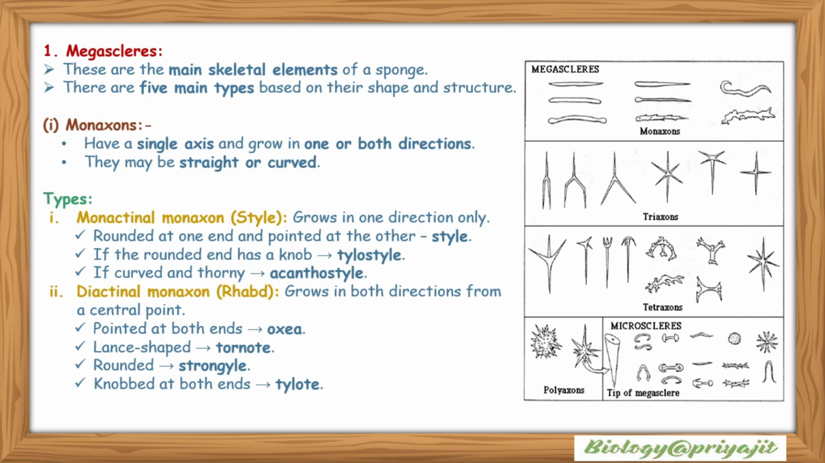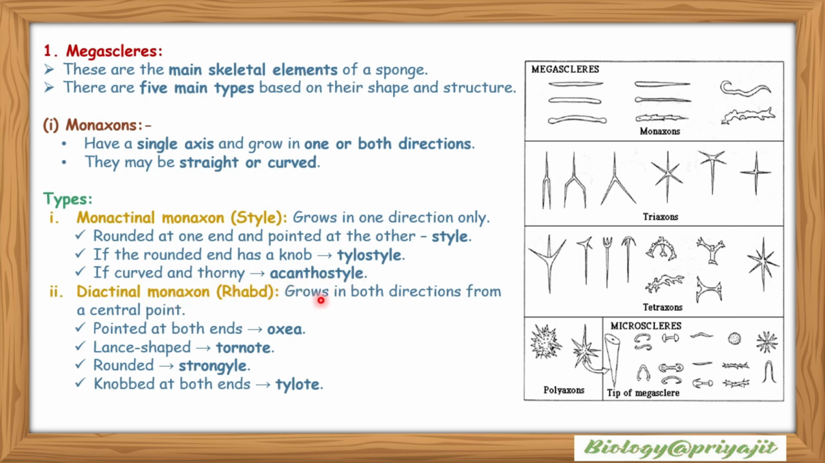Monaxons have a single axis and grow in one or both directions. They may be straight or curved. Monactinal monaxons, also known as styles, grow in one direction only. They are rounded at one end and pointed at the other. That is a style. If the rounded end has a knob, it is called a tylostyle. If curved and thorny, it is known as an acanthostyle.